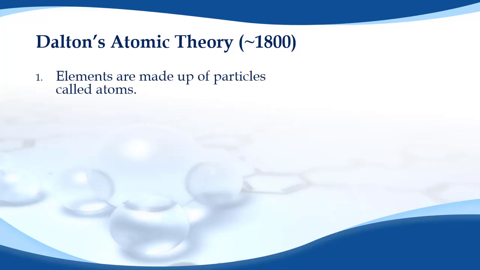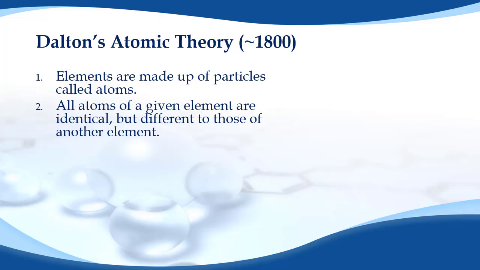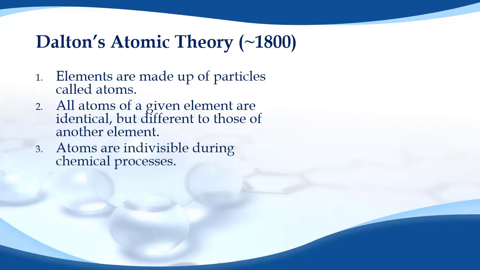So this is his atomic theory. The idea is that he came up with it through his experiments using atmospheric gases, things like oxygen, nitrogen, carbon dioxide. His first tenet of the theory is that all elements are made up of particles called atoms. All atoms of a given element are exactly the same, but elements are different to each other. So all oxygen atoms are identical, but an oxygen atom and a nitrogen atom are 2 completely different things. You cannot break an atom up into any smaller piece during a chemical or physical process, so they're indivisible.